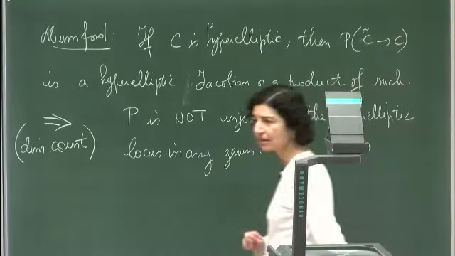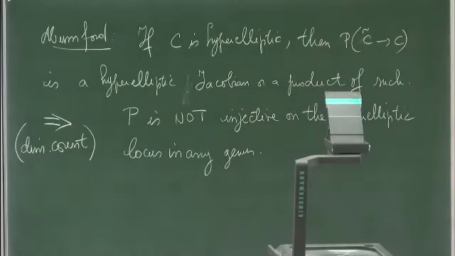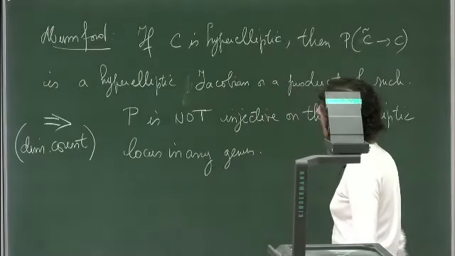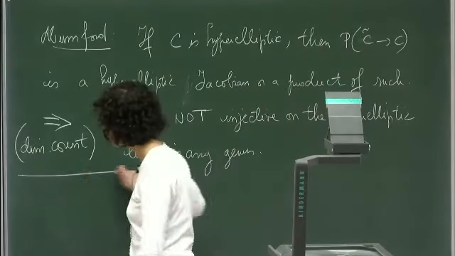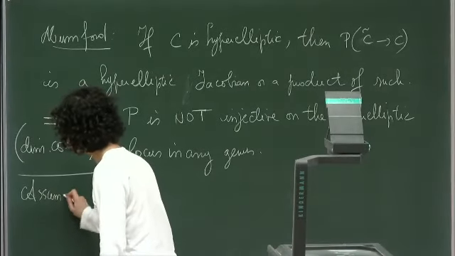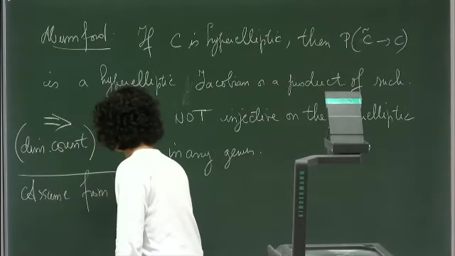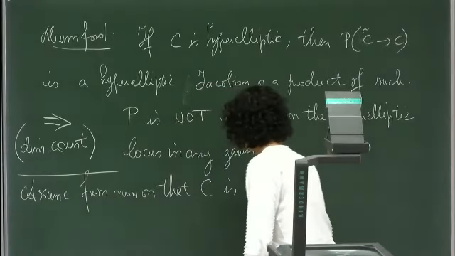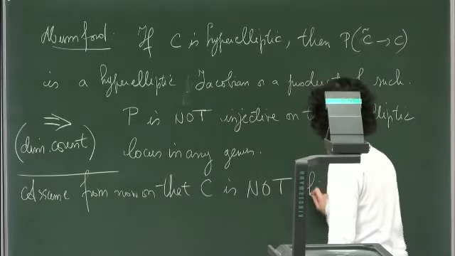Anyway, it's not injective on the hyperelliptic locus, but again, as we said, the hyperelliptic locus is often pathological. So we're just going to exclude the hyperelliptic curves. So assume from now on that C is not hyperelliptic.